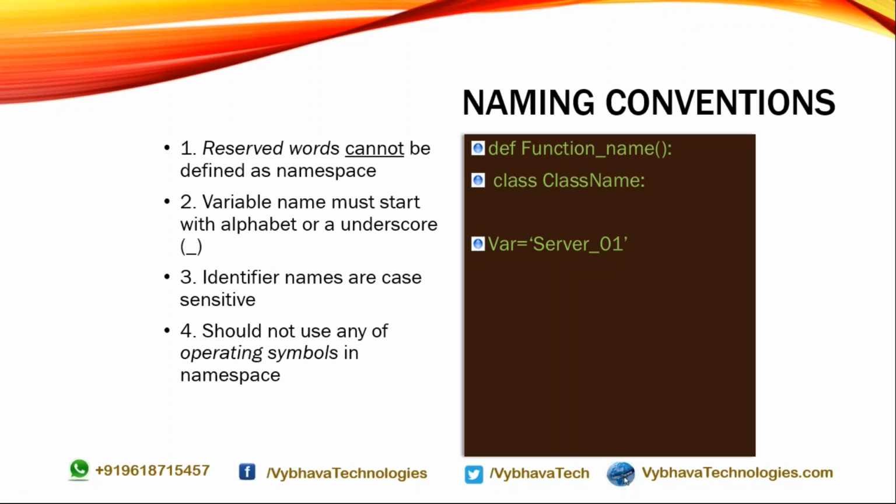Okay, and whenever you are using naming for the functions, for the classes, for the variables, the naming convention will be the same. You should not use any reserved words or symbols in the variables. And regarding the definition of the namespace, you can also have 10 different functions and name them with one namespace. We'll talk about that very soon. The variables must start with an alphabet, any alphabet, or you can use an underscore. If you wish to use one symbol, that is allowed in Python: the underscore. Identifier names are case sensitive. The variables are case sensitive. You should not use any of the operating symbols, like the plus symbol or minus symbol, in your variables. Okay, so these are the main important things.